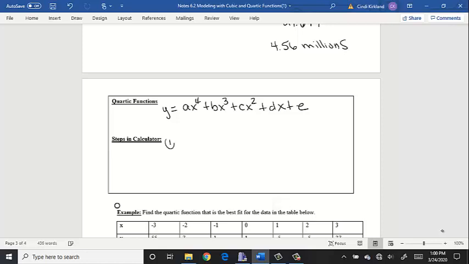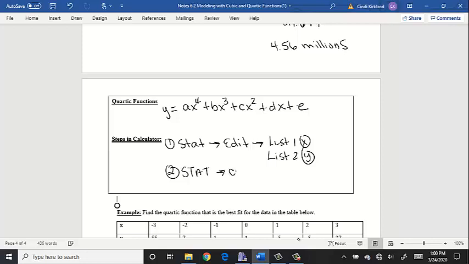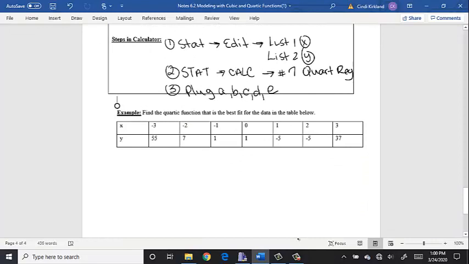So the steps in our calculator are going to be very similar. We're going to go to Stat. We're going to go to Edit. In list 1, we're going to put our x values. In list 2, we're going to put in our y values. Then we're going to go back to Stat. We're going to go to Calc. And this time, we're going to hit number 7, which is quartic regression. And finally, we're going to plug in our coefficients for A, B, C, D, and E. So very similar. So let's look at an example of a quartic function.